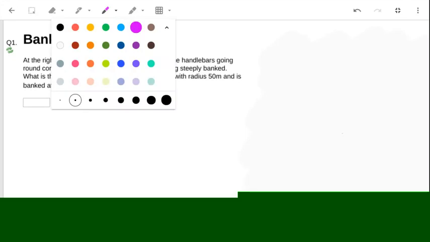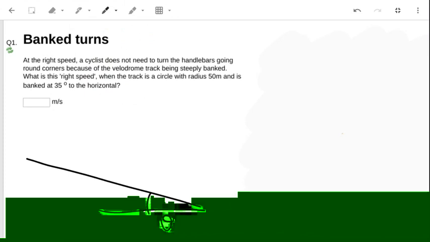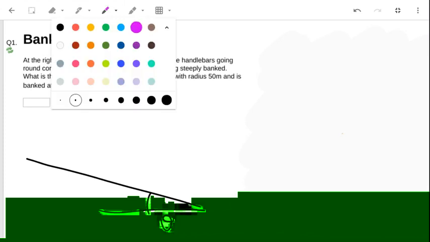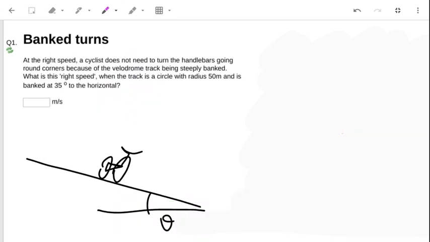Right, let's start this with a diagram. I'm going to draw a small angle because it will help me to figure out things a bit later on. So we're looking at cyclists coming head on here. And then we're going to see what forces must be acting.